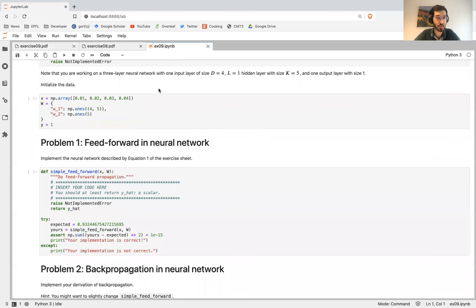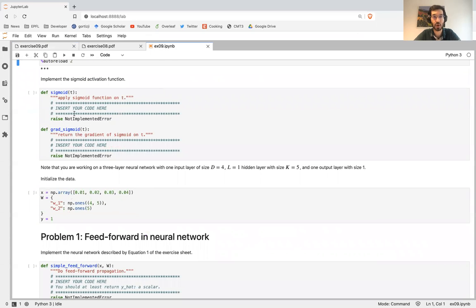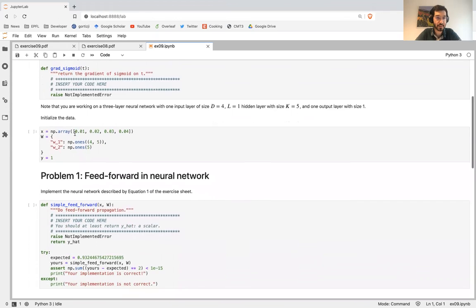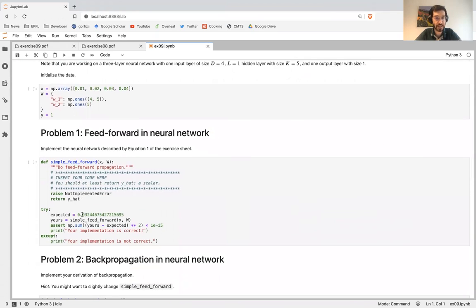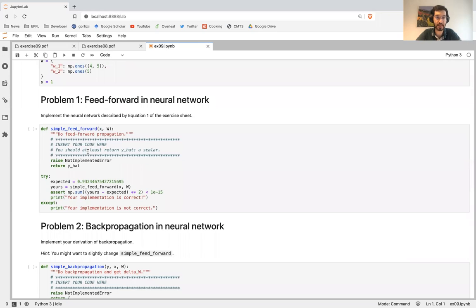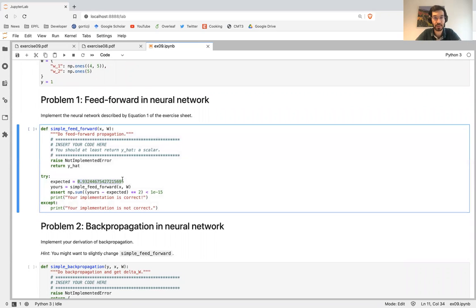Now, in the notebook, first you will have to copy the code that you already have for the sigmoid from the logistic regression lecture, in which we had the sigmoid and the gradient of the sigmoid, and then implement the feed-forward pass. And there is a simple test that allows you to see if you have implemented it correctly. We're giving some example weight values and some input vector. If your function is implemented correctly, then the scalar that you get for these specific weights and this specific input should be close to this expected value.